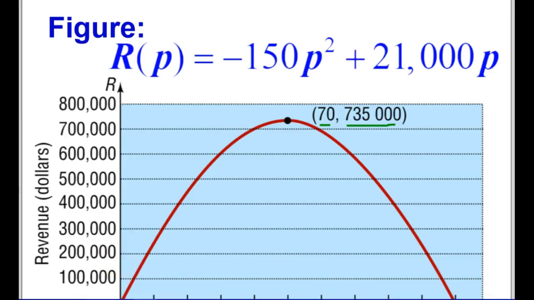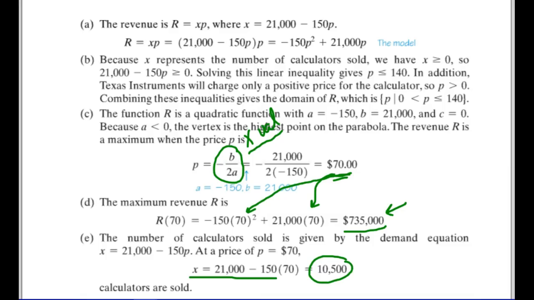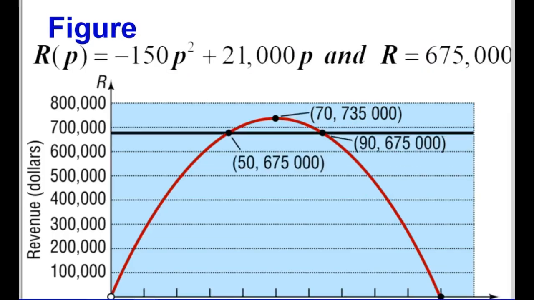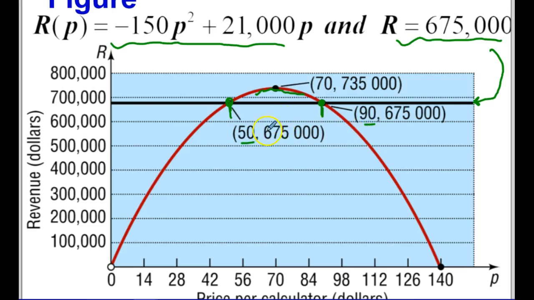And then I'm finally asked, I need to collect at least $675,000. So there's several ways I can do that. The first is I can graph this. I can graph my original equation, and I can graph my Y equals $675,000, because I know I need to get at least that. So you'll see this is this line right here. Anywhere that I cross here, my intercepts would be 50 and 90. So anywhere between these two prices, I make at least that much revenue, and that's what that question asked me. So I need to charge between $50 and $90 per calculator in order to make at least the $675,000.